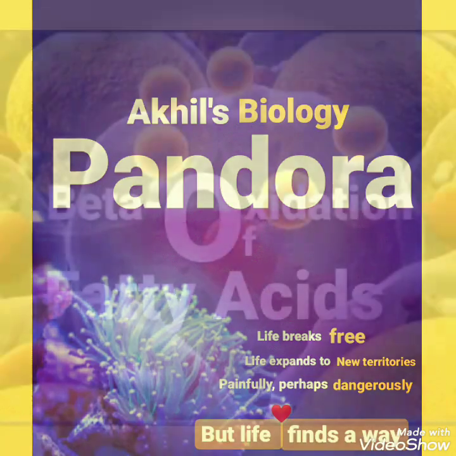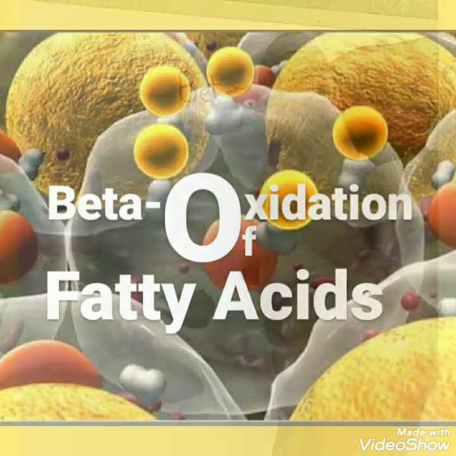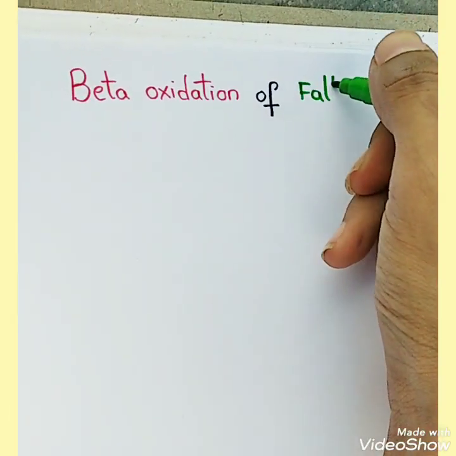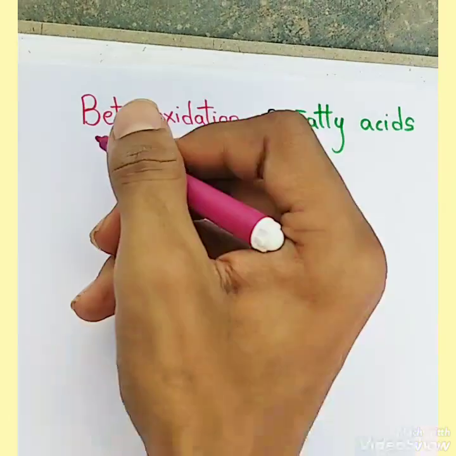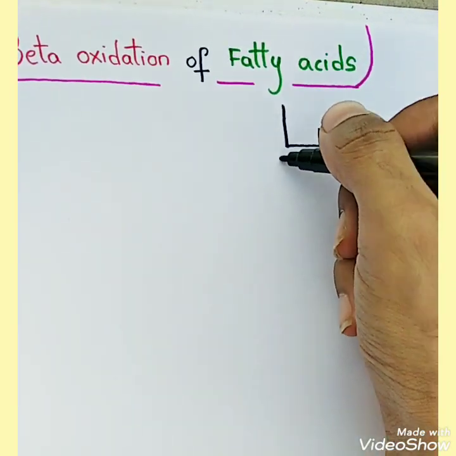In this video we are going to discuss beta-oxidation of the fatty acids. It is one of the important metabolic pathways of lipids. It's called beta-oxidation because the beta carbon of the fatty acids undergoes oxidation at one point. But before we start this process, what is a fatty acid?